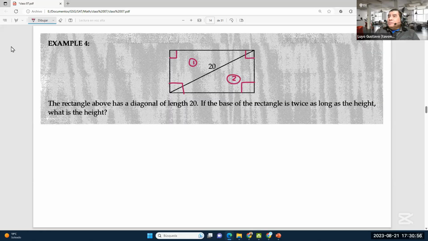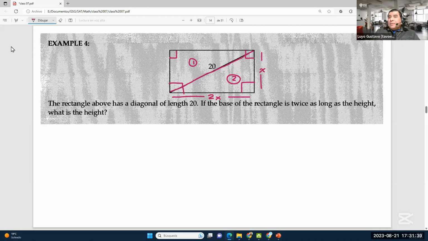In this right triangle, number 2, for example, the hypotenuse would be 20 in length, and since the base of the rectangle is double the length of the height, if the height is x, then this base would be 2x. And how are these three lengths, the length of the two sides of the rectangle and the length of the diagonal, related to one another? By the Pythagorean theorem, right?